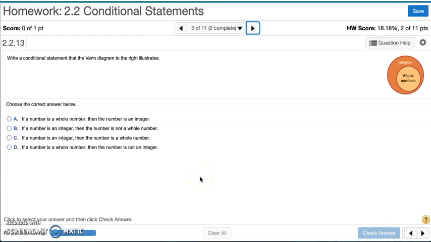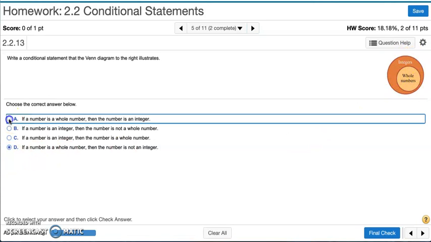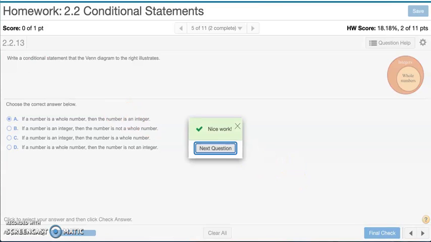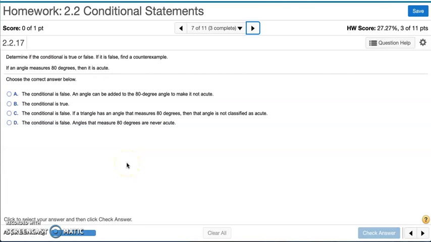Number 5. Write a conditional statement that the Venn diagram to the right illustrates. So if a number is a whole number, then it is an integer. So A is number 5.